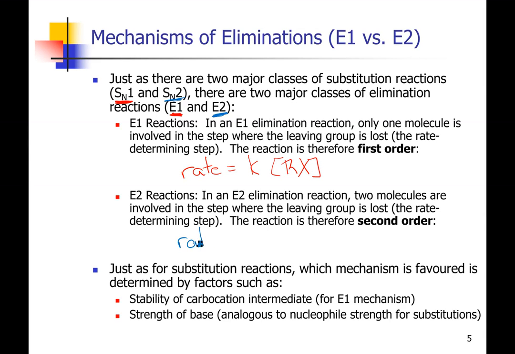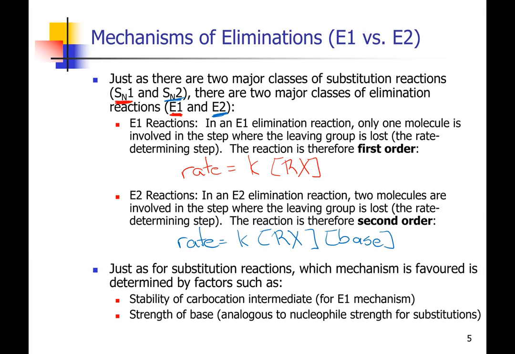And if we wanted to write the rate law for it, we would have its rate equal to some rate constant times the concentration of the substrate, the material that has the leaving group in it, and also times the concentration of the base. Again, we have these invisible exponent 1s that we don't normally write. Add those up, you get a total of 2 in the exponents, and that is why this reaction is second order.